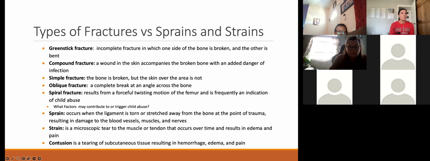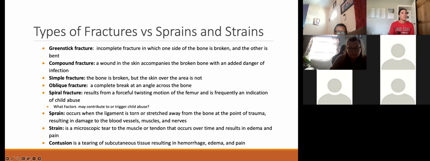Our sprains are where we have a ligament that's torn or stretched away from the bone, and it results in damage to the blood vessels, the muscles, and the nerves. A strain is going to be a microscopic tear in that muscle or a tendon, and it occurs over time as a result of overuse. So we end up with edema and pain because we've got this long-term microscopic tear.